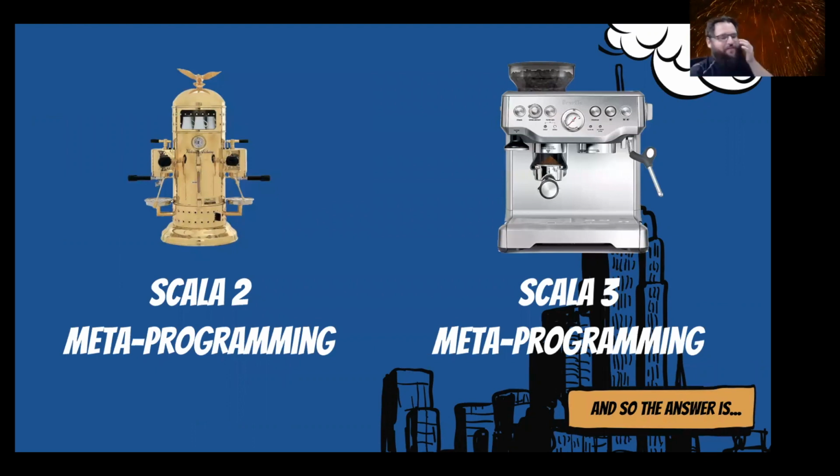But anyway, the answer to the question of why metaprogramming hasn't happened so powerfully yet is because Scala 2 metaprogramming is not a consumer technology. It requires some extremely specialized knowledge, and it's a difficult thing to do, versus Scala 3 metaprogramming, which is much more of a consumer kind of product.